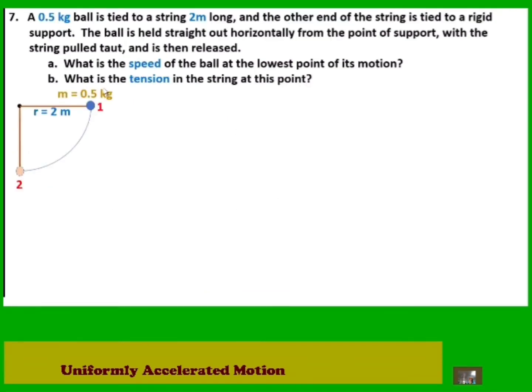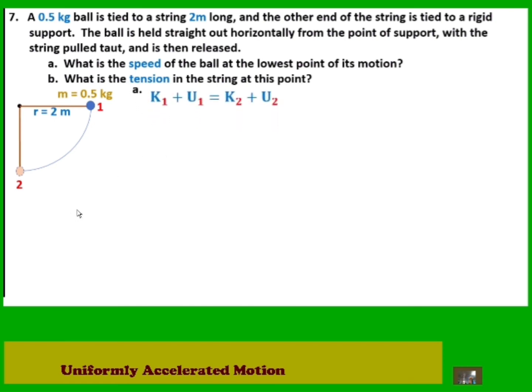Problem number 7. A 0.5 kilogram ball is tied to a string 2 meters long, and the other end of the string is tied to a rigid support. The ball is held straight out horizontally from the point of support with the string pulled taut and is then released. A. What is the speed of the ball at the lowest point of its motion? B. What is the tension in the string at this point?